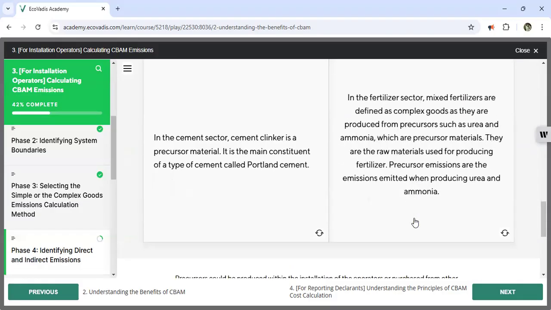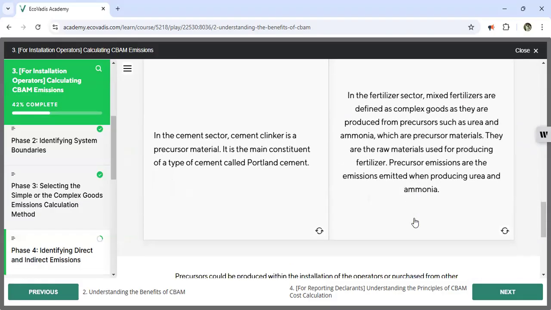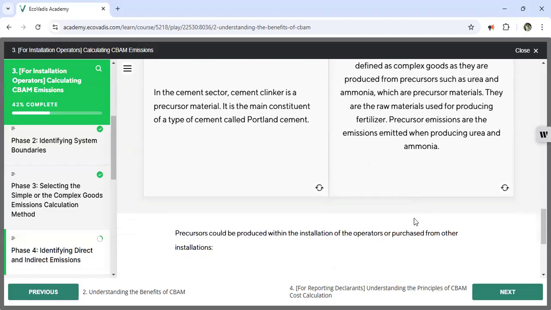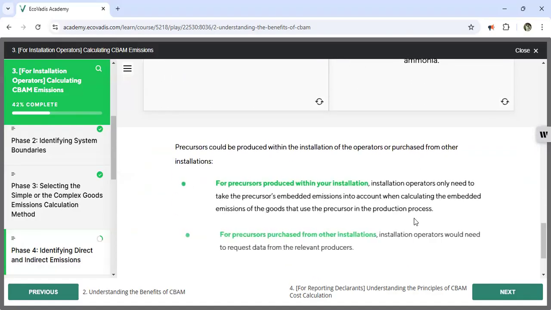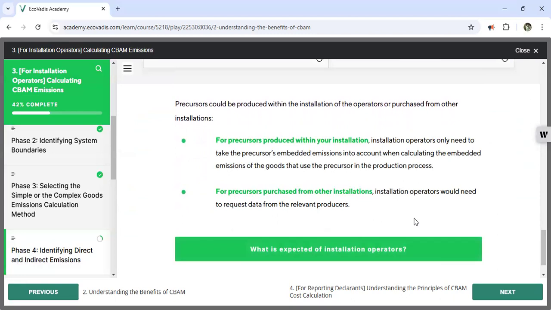In the fertilizer sector, mixed fertilizers are defined as complex goods as they are produced from precursors such as urea and ammonia, which are precursor materials. They are the raw materials used for producing fertilizer. Precursor emissions are the emissions emitted when producing urea and ammonia. Precursors could be produced within the installation of the operators or purchased from other installations.